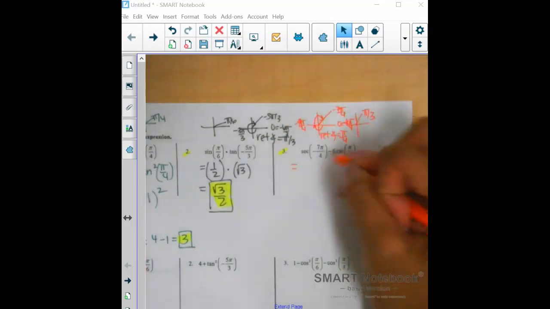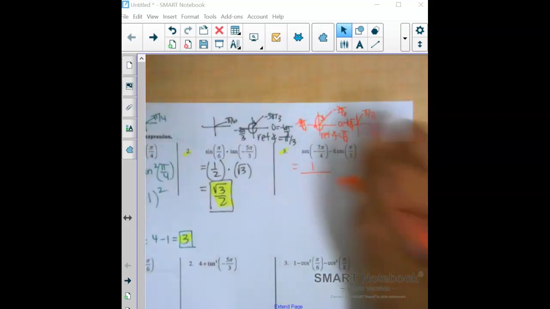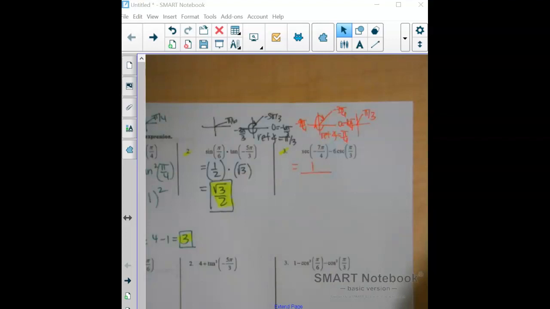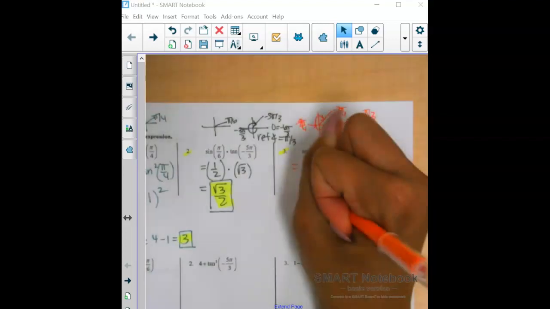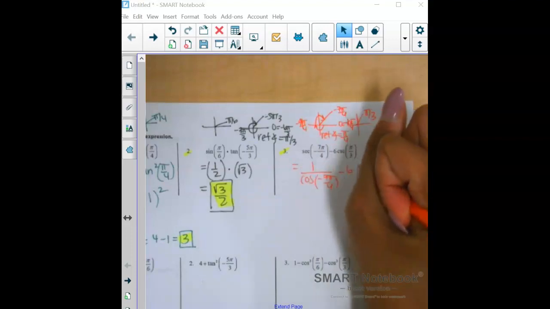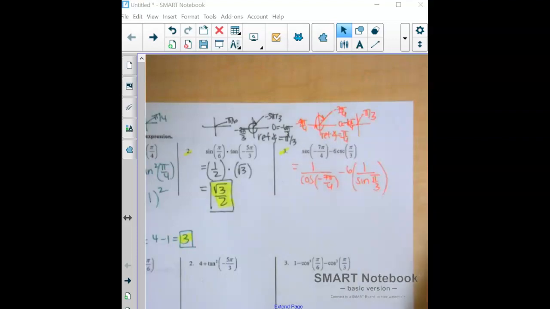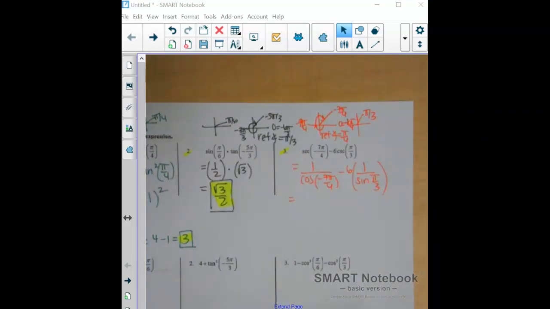I need to look up secant and cosecant in my table. So in order to do that, I'm going to write that as 1 over, what's the reciprocal for secant, SEC? Cosine of negative 7 pi over 4. And we're going to subtract it from 6 times 1 over sine of pi over 3. So Jenny, look at your table. I don't want to have to keep moving my page back and forth. What's cosine of reference angle pi over 4?